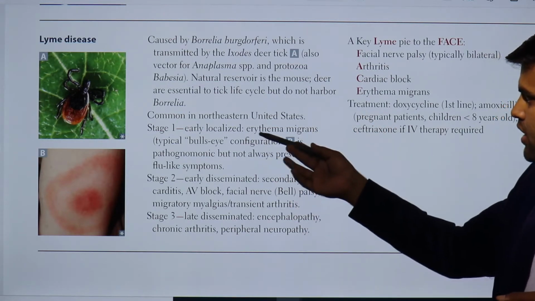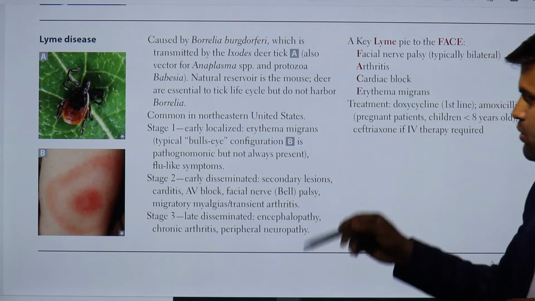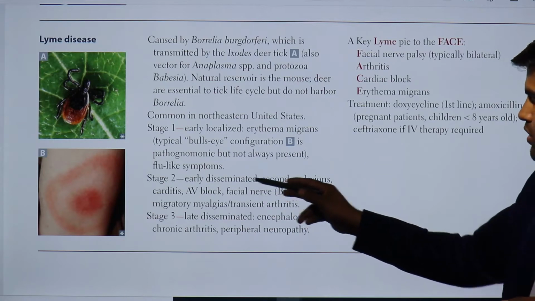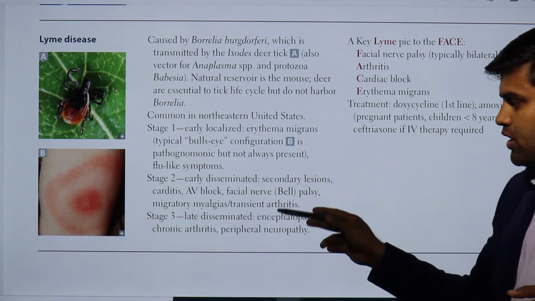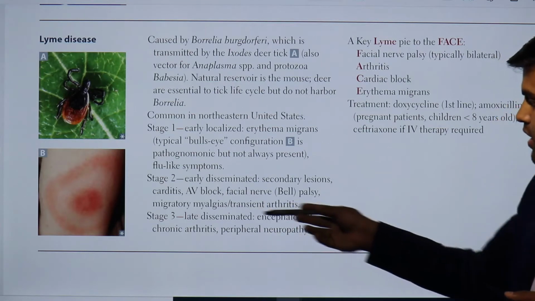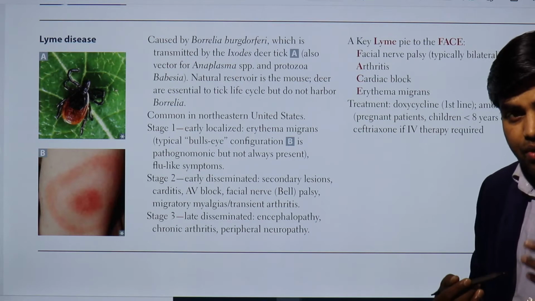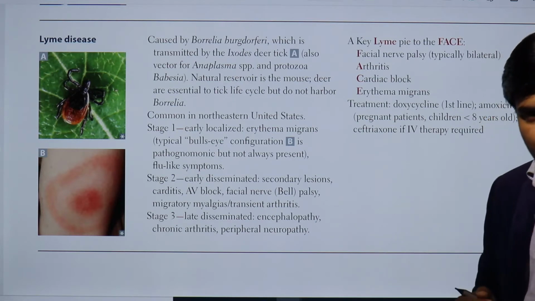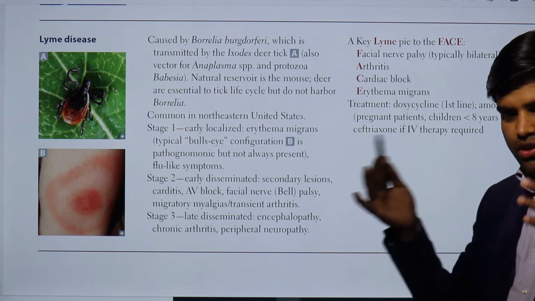In stage 1 there is a localized erythema migrans, which is pathognomonic. In the second stage there is early disseminated disease, with secondary lesions, carditis, AV block and facial nerve palsy. On the third stage there is late disseminated disease, that is encephalopathy, chronic arthritis and peripheral neuropathy. So you understood; you revise, you go back to the knowledge.